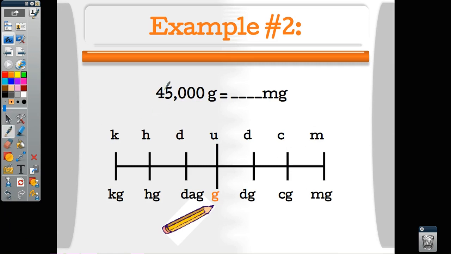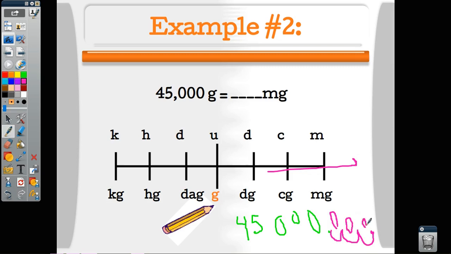So here's the number I started with. 4, 5, 0, 0, 0. Whew, that is not good looking. And then my invisible decimal point at the end. I am moving my decimal point to a new location. 3 swoops that direction. 1, 2, 3. I'm going to plant a 0 in each hole. And my new decimal point is at the end.